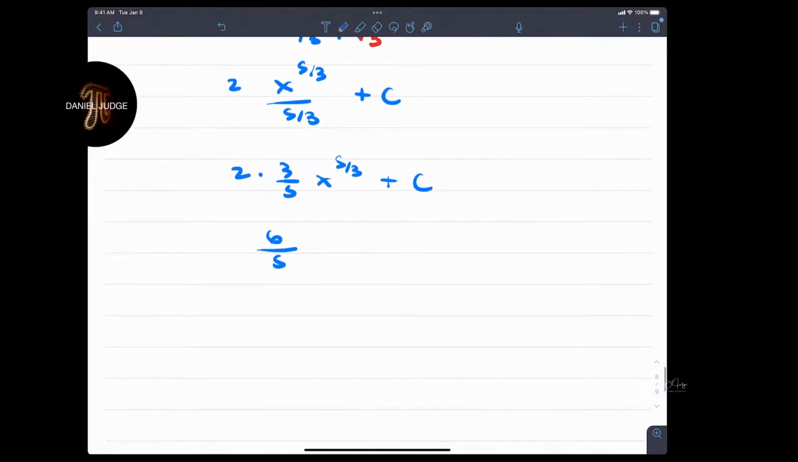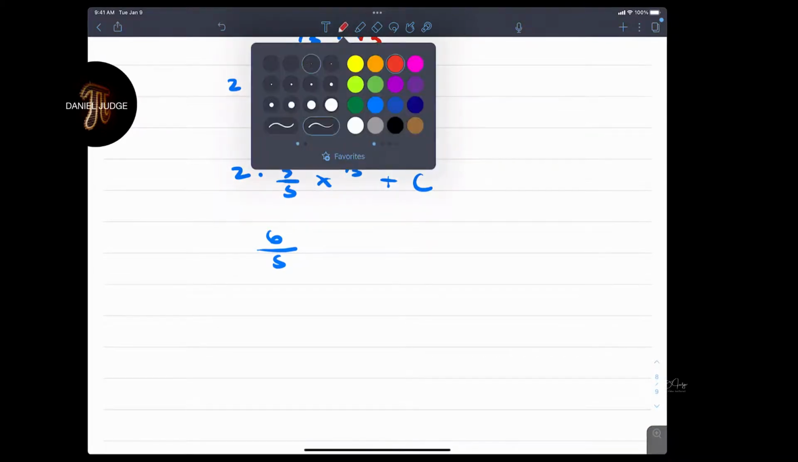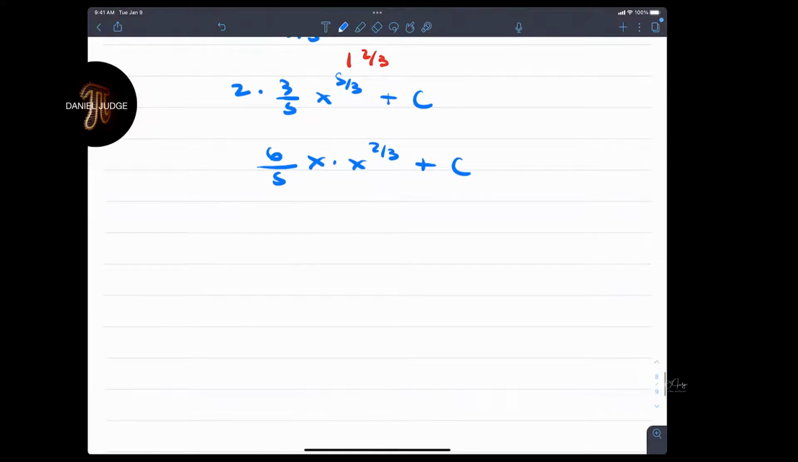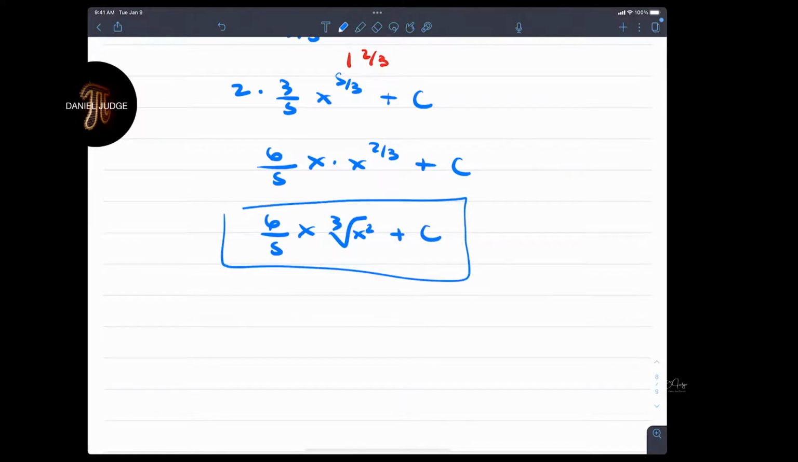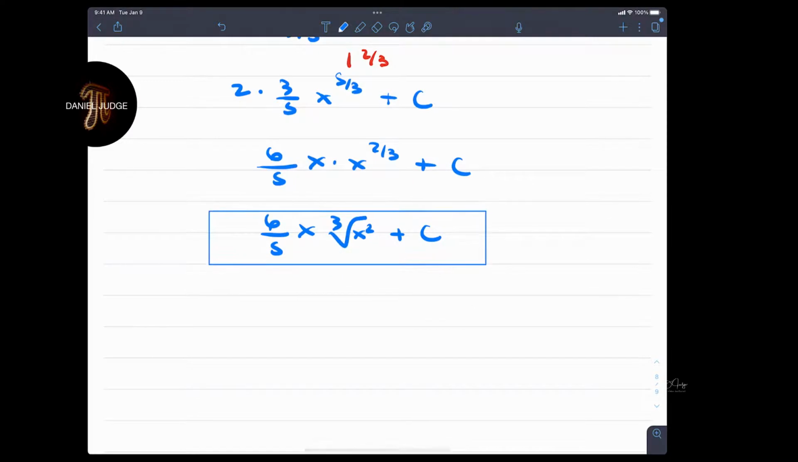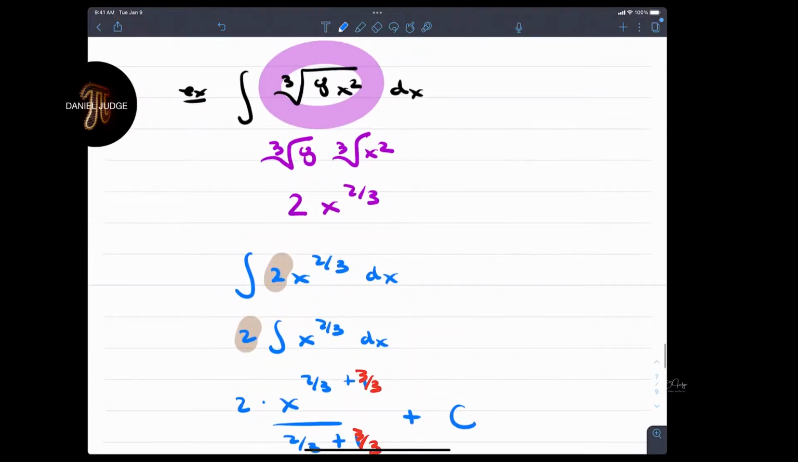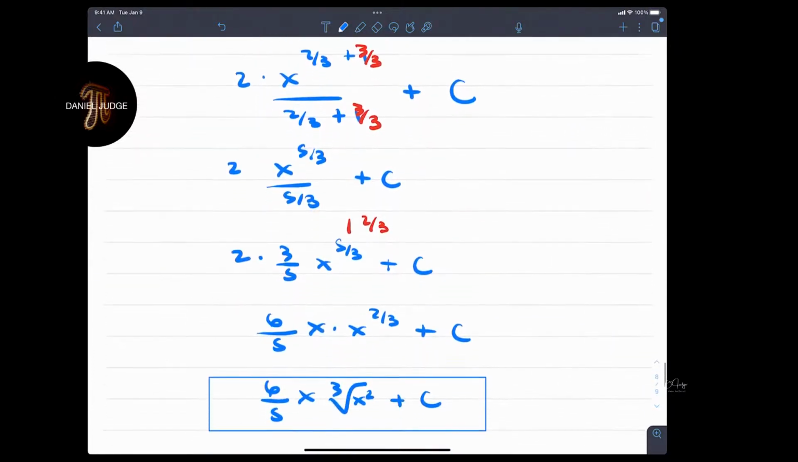Now remember what 5/3 is. 1 and 2/3. So x times x to the 2/3 plus c. 6/5 x cube root of x squared plus c. We are using our properties of exponents, writing the rational exponent as a radical. And there you go, ladies and gentlemen. This is another good example of what they expect and how to integrate.